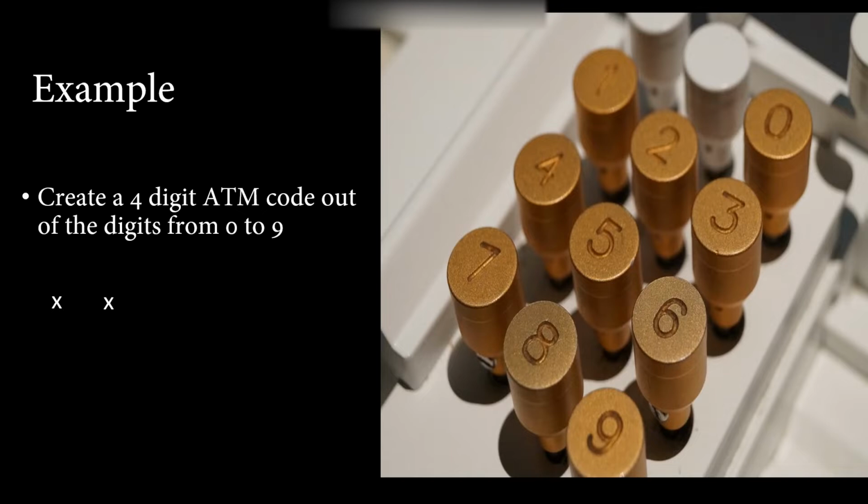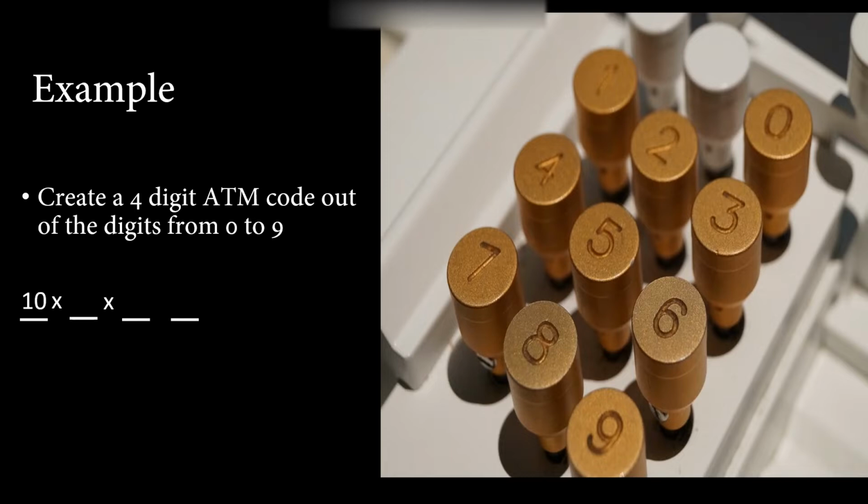Suppose you need to create a 4-digit ATM code out of the digits from 0 to 9. If you observe carefully, from 0 to 9, you have 10 options available to select from. Now, since we need to select 4 digits, let us create 4 blanks. For the first blank, I have 10 options available. I can select any number from 0 to 9.